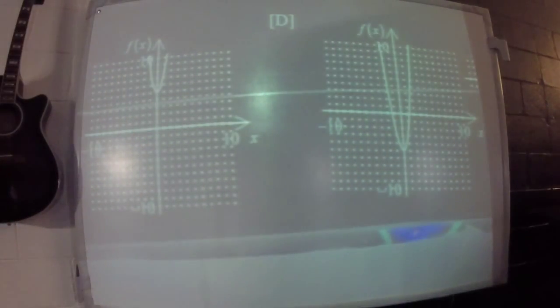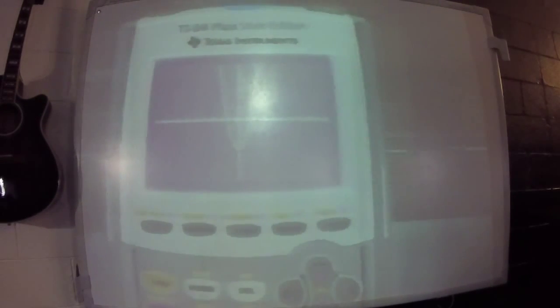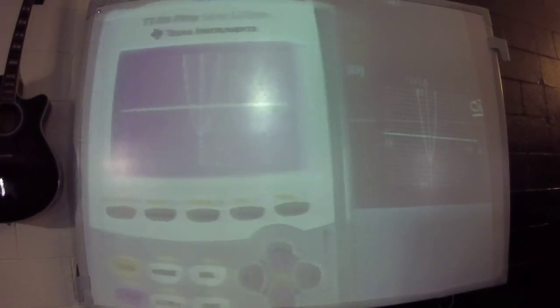Now do graph it. Go ahead and graph it in your graphing calculator and let's check. Let's make sure. This one's a little different. It doesn't have an x piece. So let's just make sure. 3x squared and -5. Looks a lot like D.